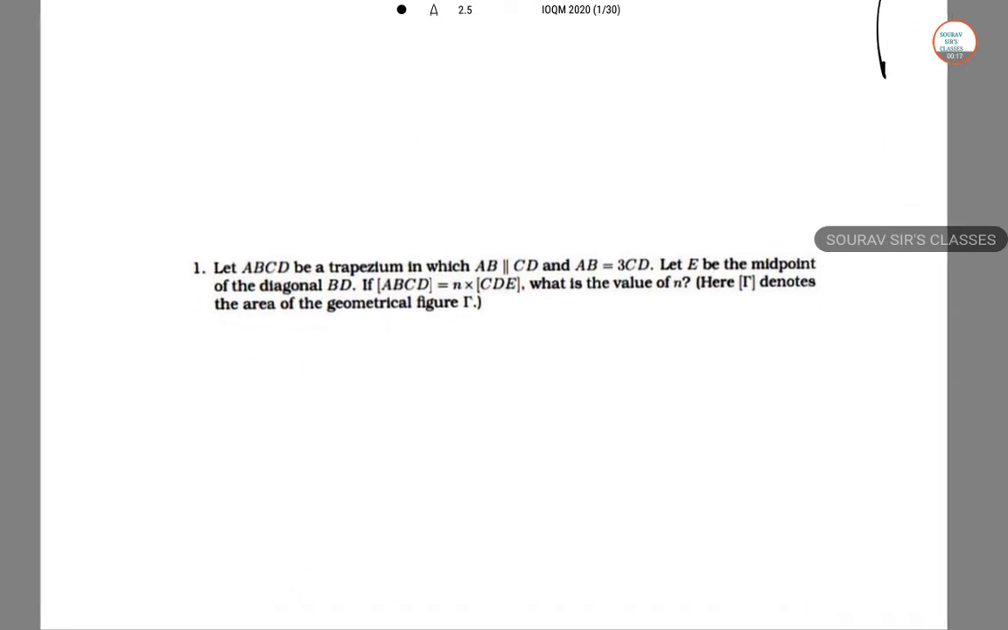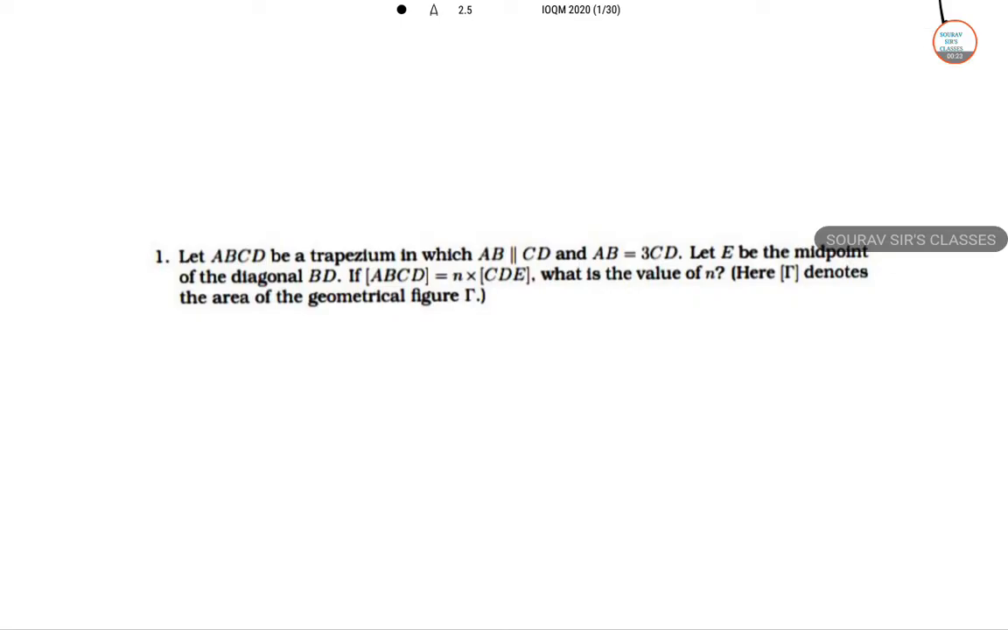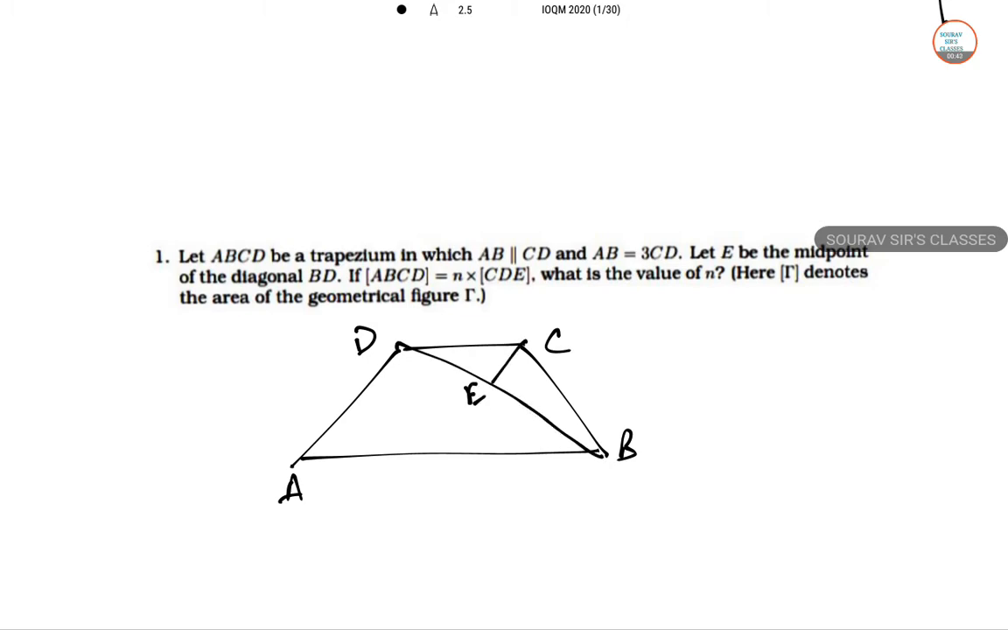So ABCD is a trapezium, where AB and CD are parallel. AB equals 3CD. Let it be like A, B, C and D. AB is thrice of CD. E is the midpoint of the diagonal BD. So if the area of ABCD is n times the area of triangle CDE, what is the value of n?